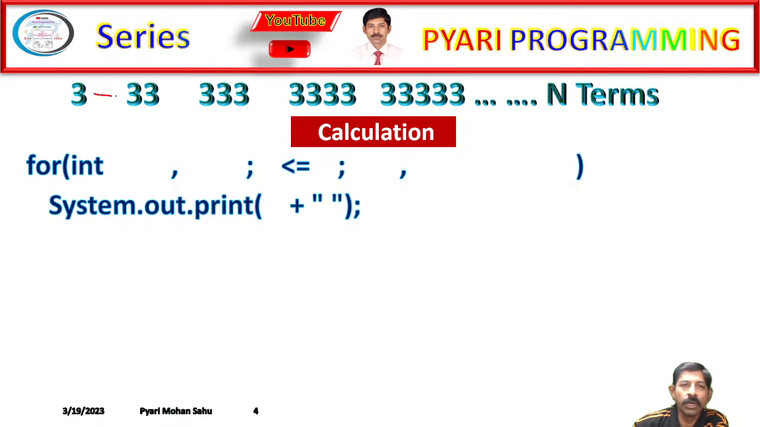Now 333, what is your gap? Gap is your 30. 33 and 333, gap is your how much? No, I'm sorry, it is not 30, it becomes your 90. The gap between 3 and 33 is, if I am adding 30 to this, I am going to get 33.